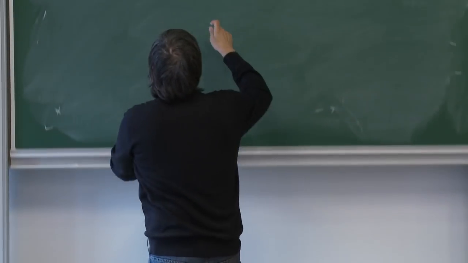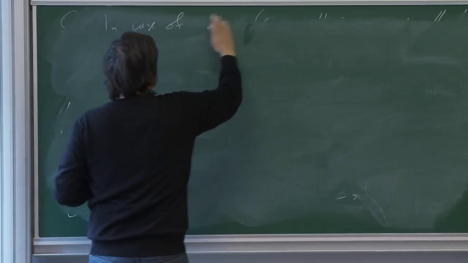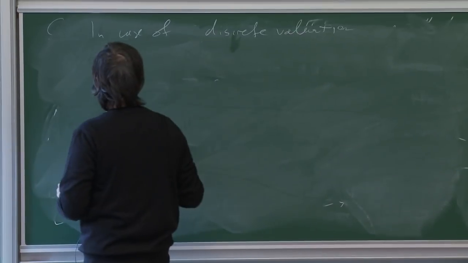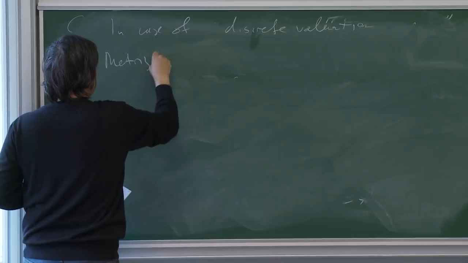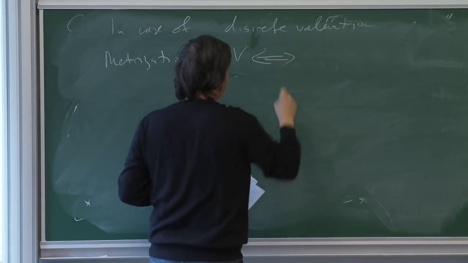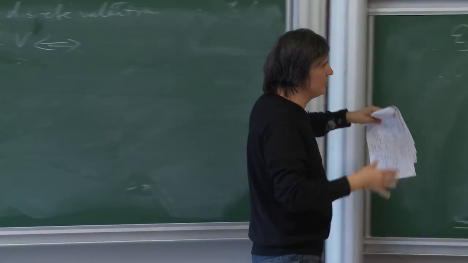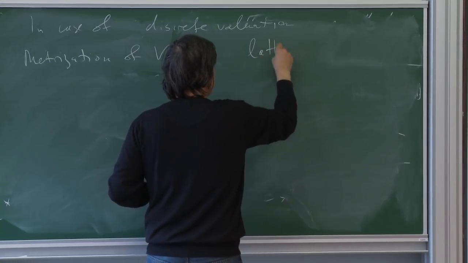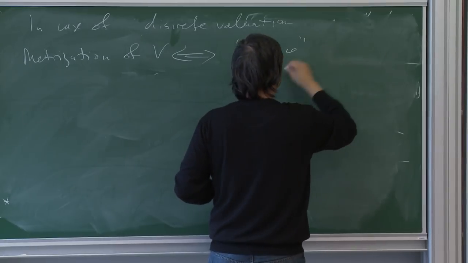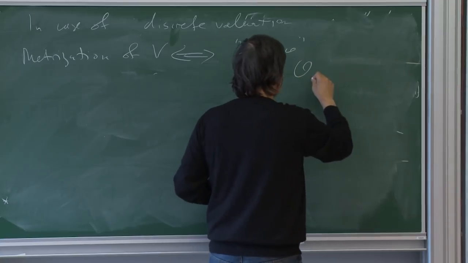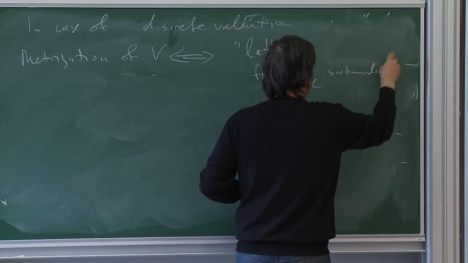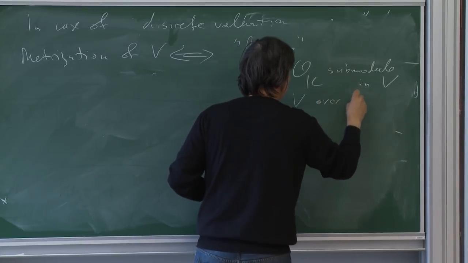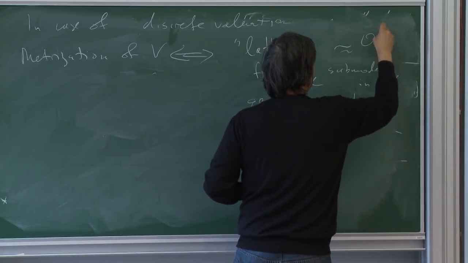Maybe I just say a word. In the case of discrete valuation, one can analyze what the norm is. It's the following. It's the same as a choice of, you consider the unit ball of your space and get what's called a lattice in this space. So it's a free module over the ring of integers, like p-adic numbers, some module in V which generates V over K. So it's something isomorphic to O_K to the power n, where n is the dimension of V.